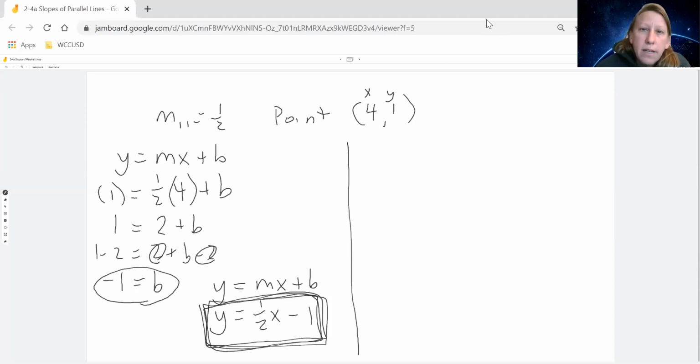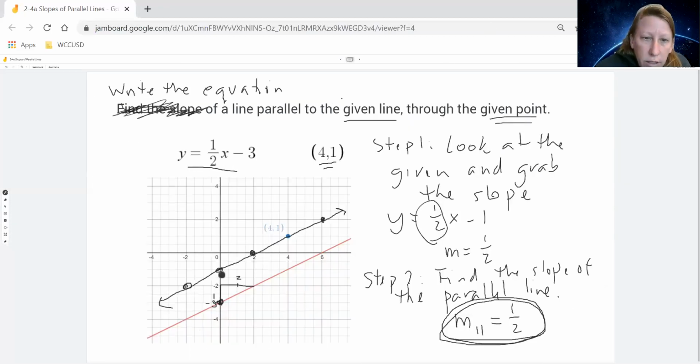You can kind of see that on the graph, right? Here's the line that I just wrote the equation for: 1/2 for the slope. And where does it cross the axis? It crosses right here at -1. So what's the equation of this line? We just found it. y equals 1/2 x minus 1. That's the answer to this problem.